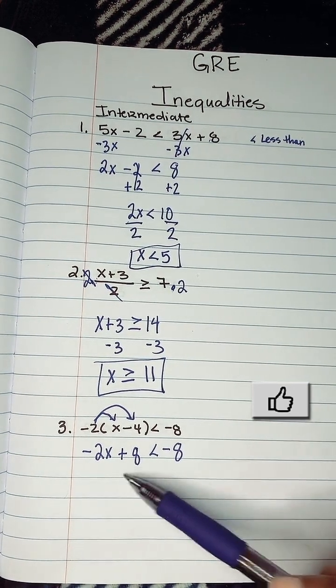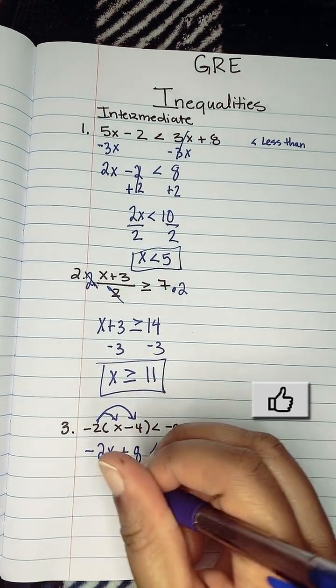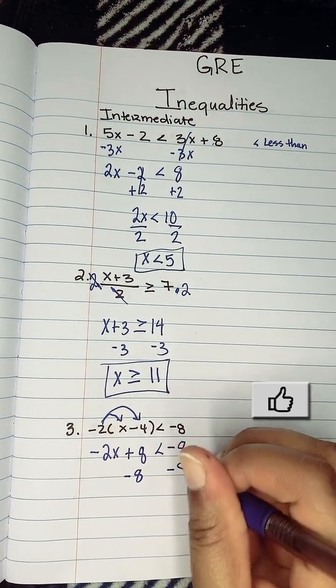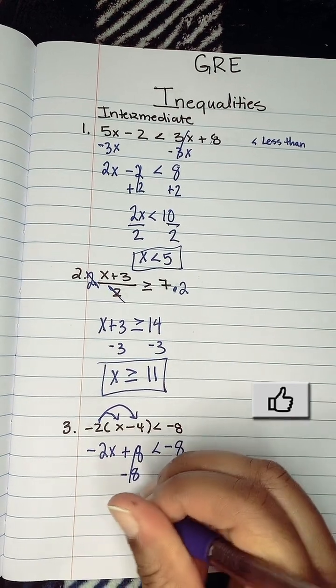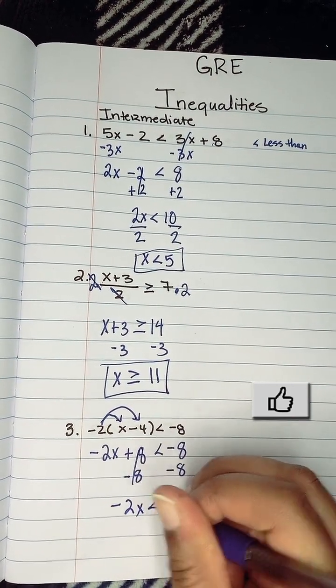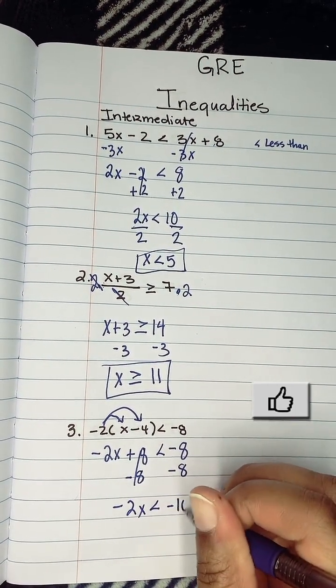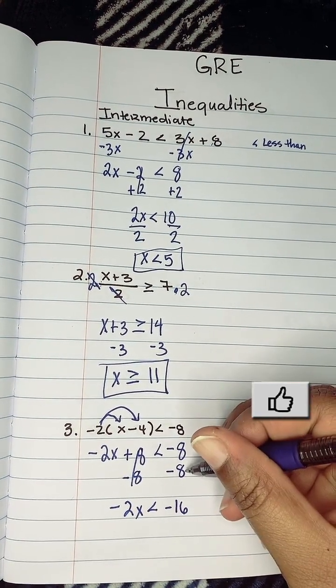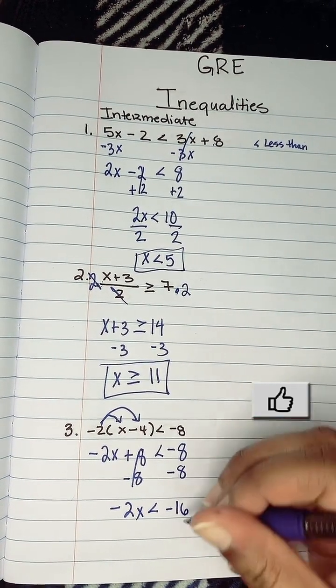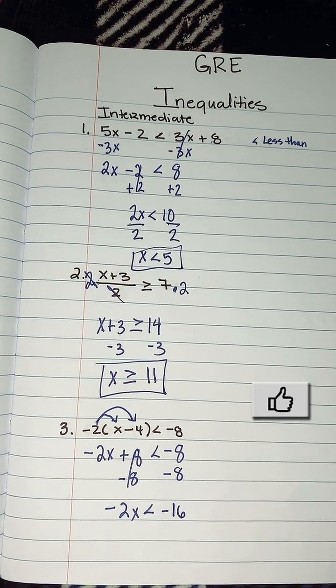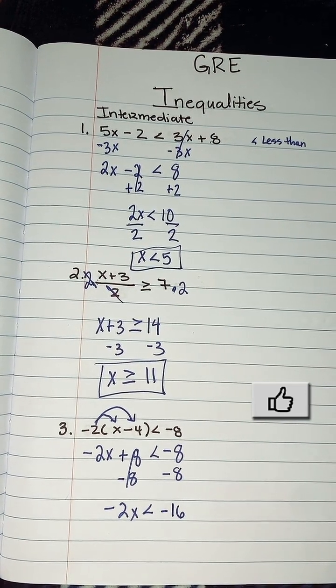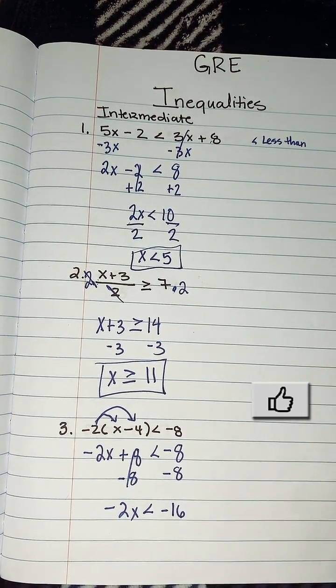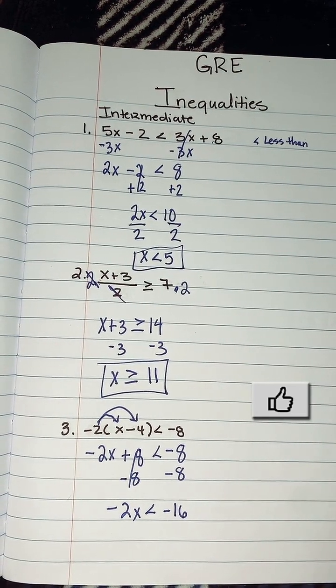So we want to move this 8 to the other side. So we're going to subtract 8. We're going to end up with negative 2x is less than negative 16. Somebody owes you 8. They say, give me $8 more. They owe you a total of 16. All right. What do we do here? How do we get x by itself?